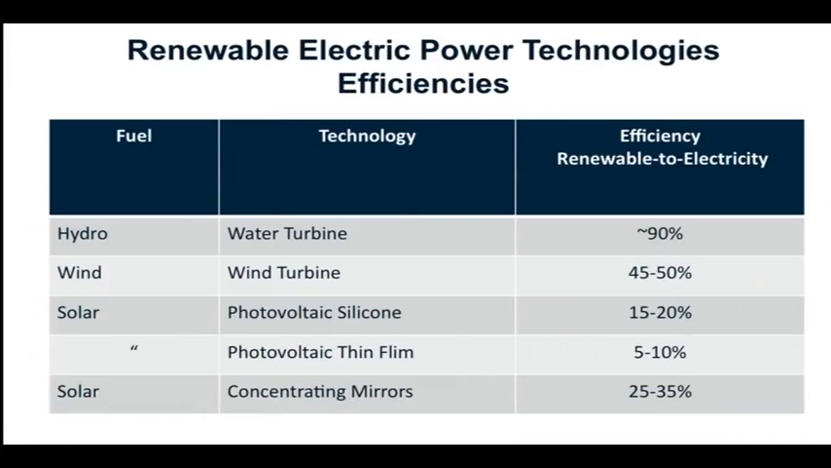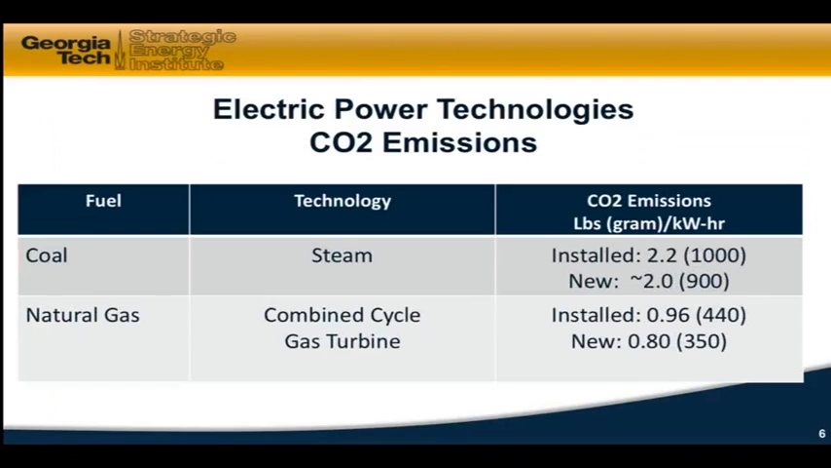And by the way, I didn't talk about the difference between installed technology and the new technology with renewables, because renewables are so young, basically there's not much difference between what's already out there and what's being installed, because it's growing so fast. The installed base is basically in this range, which is where the new technology is too. So that's the reason we don't have installed versus the new technology. Now, what about CO2 emissions?